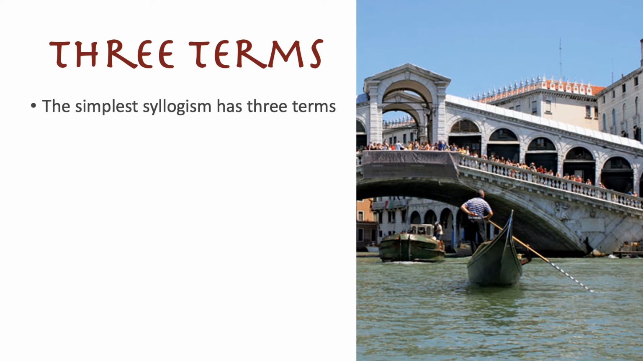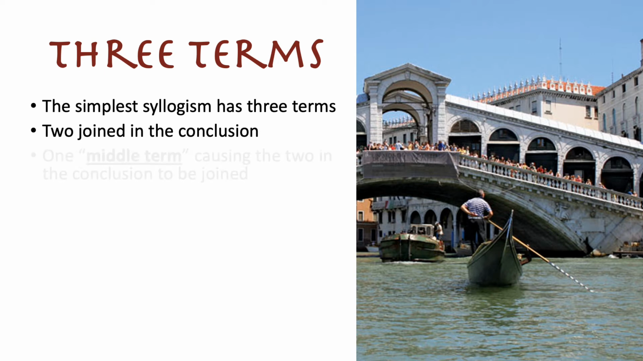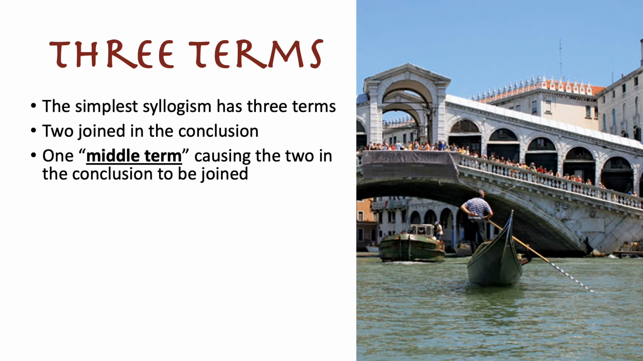The simplest syllogism will have three terms. Two terms will be joined or divided in the conclusion. The middle term is what causes the conclusion to join or divide the two terms in the conclusion. The middle term itself will not be found in the conclusion, but in the premises. Here's an example.